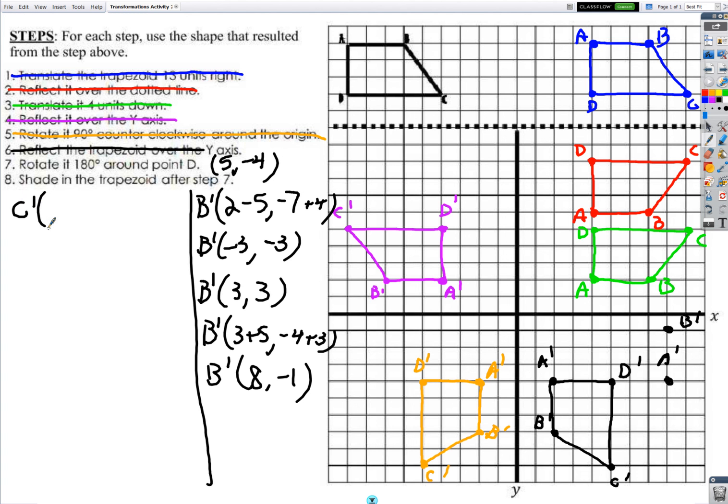Where's C starting off at? Is that 5? Is it -9? Yeah, 5, -9. So 5 minus 5, and then -9 plus 4. So C prime is gonna be at 0, -5. After the subtraction part.